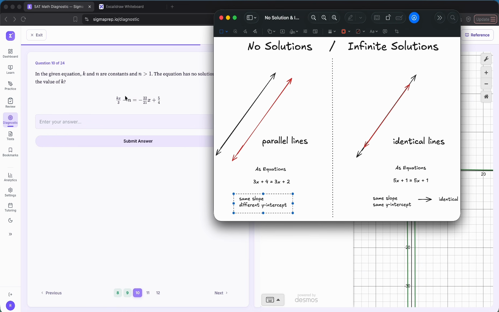How do I know they're lines? Again, no exponents means linear equations. So they're just telling me that these are basically parallel lines. What did we talk about? We already talked about that before. They've got to have the same slope.